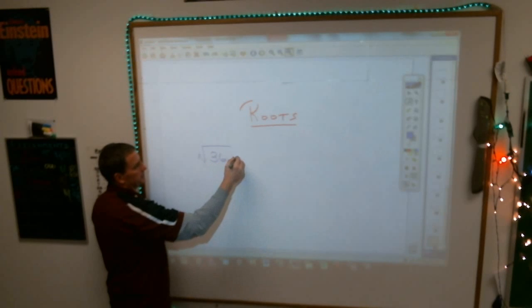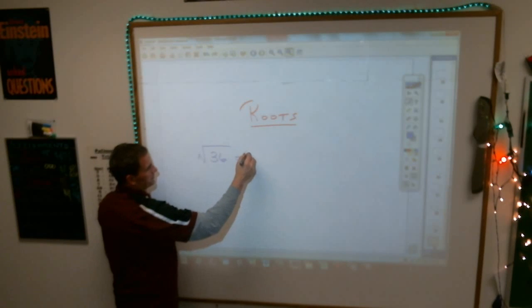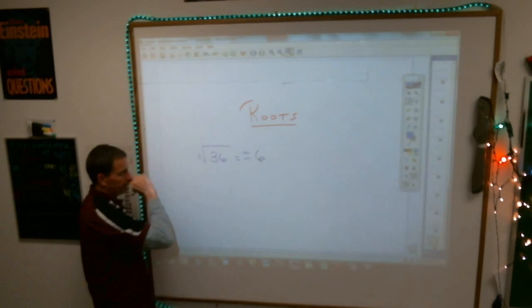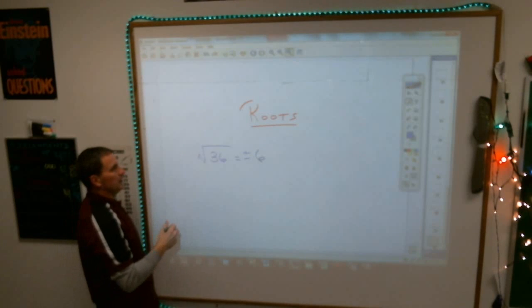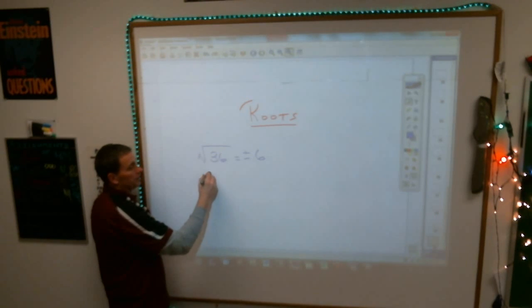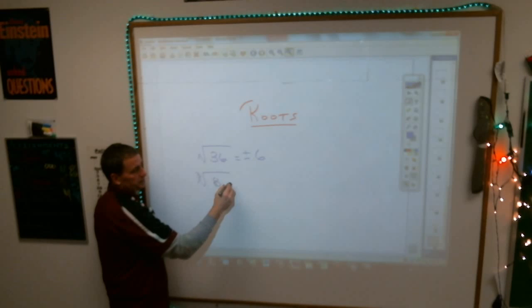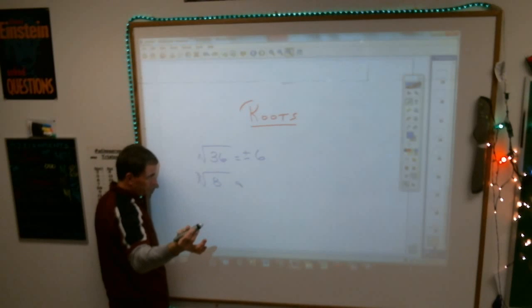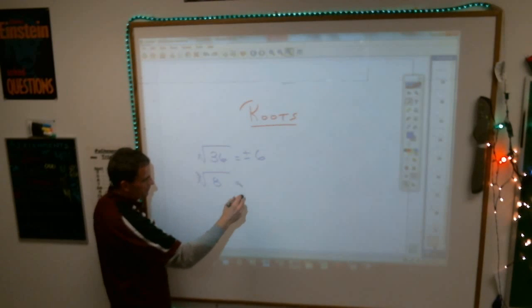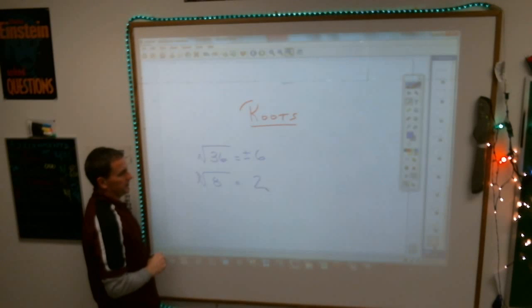The square root of 36 is, technically, plus or minus 6. You could have a positive 6 or a negative 6. The cube root of 8 is, what times what times what gives you 8? Yes, 2.